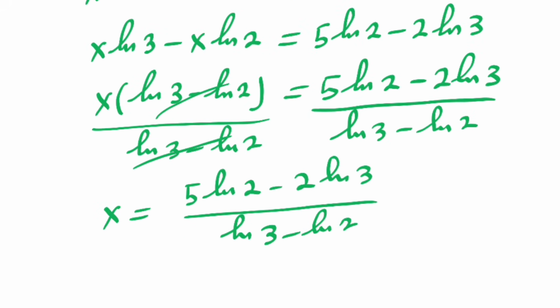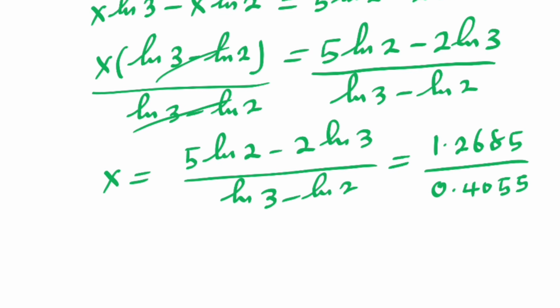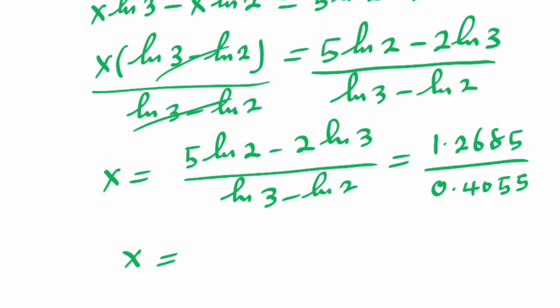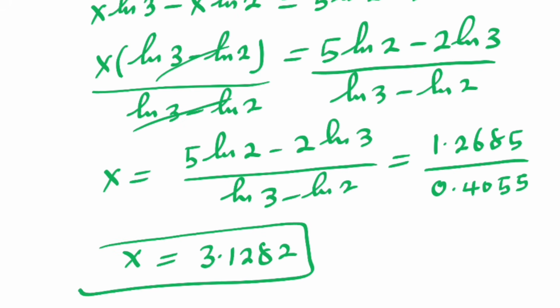Then this is equal to 5 ln of 2 minus 2 ln of 3 is 1.2685 over ln of 3 minus ln of 2. This is equal to 0.4055. Then x will be equal to 1.2685 divided by 0.4055. That is 3.1282, which is the same thing as what we got using the normal logarithm.